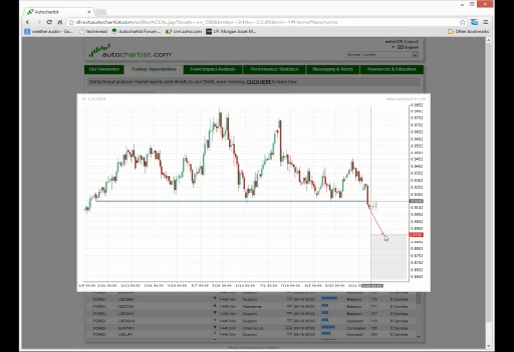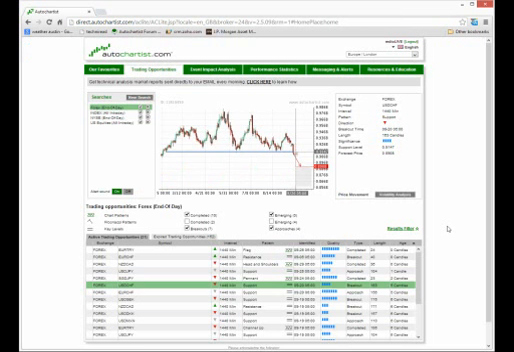So I'm trying to show you the different ways in which you can trade with Autochartist. One thing I must point out is one should never trade support and resistance purely as a signal. It's another tool in your arsenal. It's another tool with which to analyze the market.